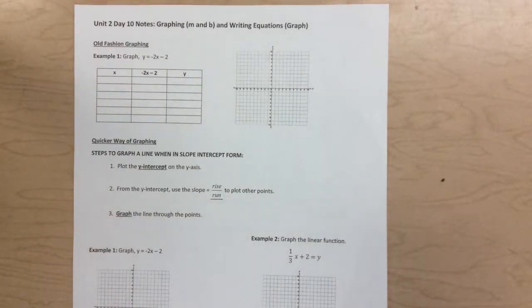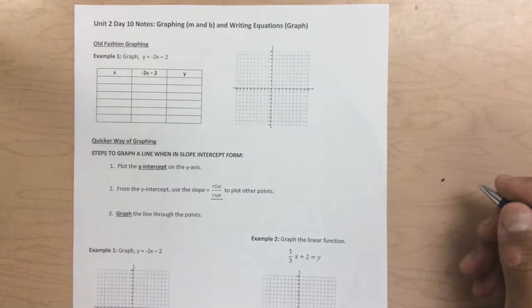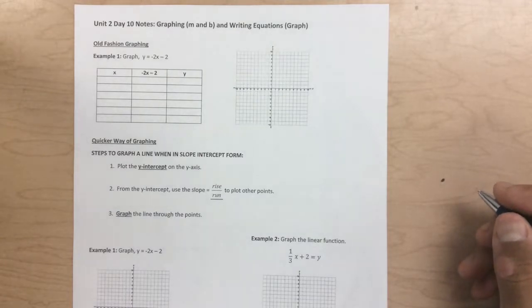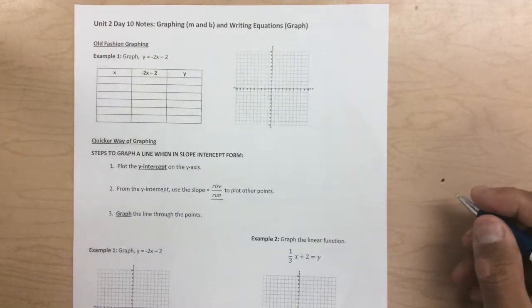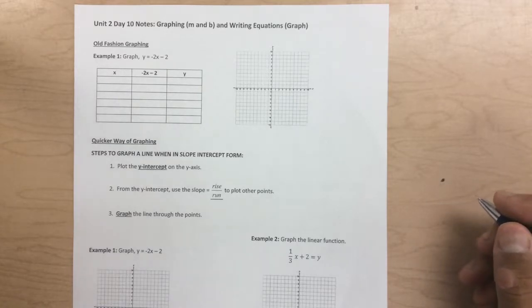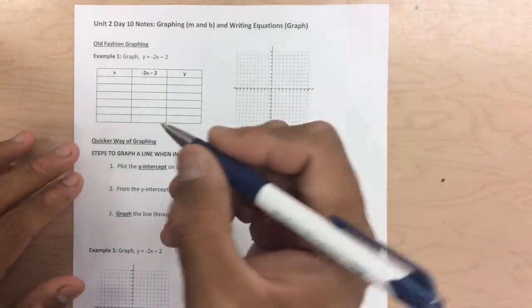Okay, so today we're going to do Unit 2 Day 10 notes, which is graphing by using the slope and the y-intercept, and then we're going to learn how to write equations from a graph, okay? So now, let's start out by doing the old-fashioned graphing just so we will remember.